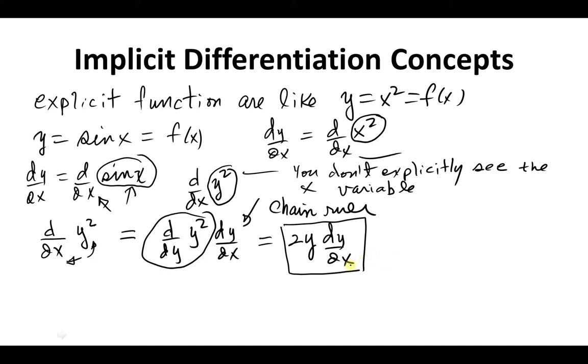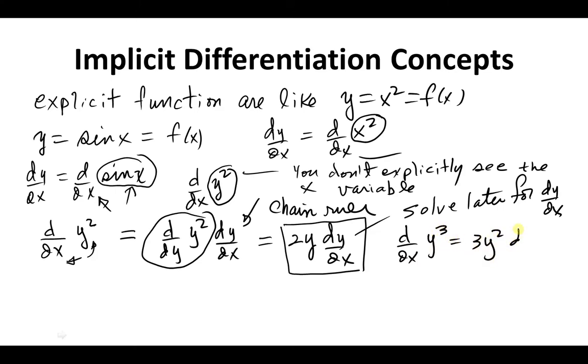Later on, we'll be doing this when we're doing implicit differentiation, and we'll be able to solve later for dy dx. For instance, d dx of y cubed is 3y squared dy dx. Don't forget to multiply by dy dx. We know that y is a function of x, but we are not given the explicit relationship.